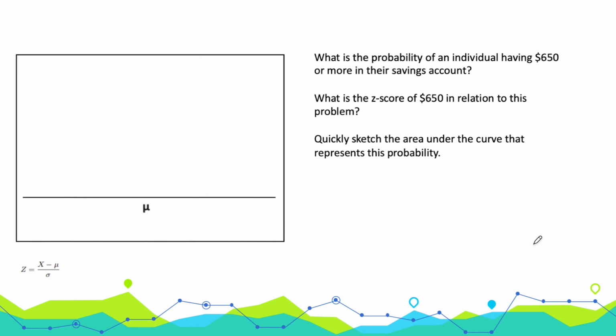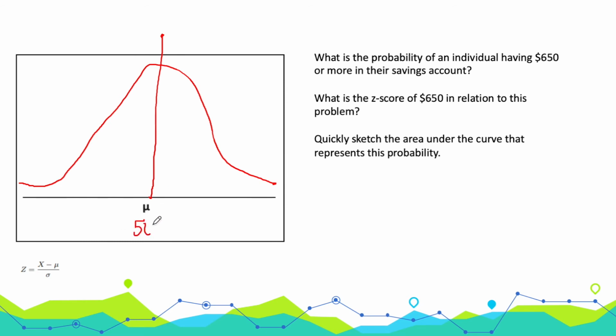What is the probability of an individual having $650 or more in their savings account? What is the z-score of $650 in relation to this problem? Quickly sketch the area under the curve that represents this probability. My curve is ugly and it doesn't matter. Again, I'm labeling mu as $500, and $650 is greater than $500. How many standard deviations away is $650 from 500?